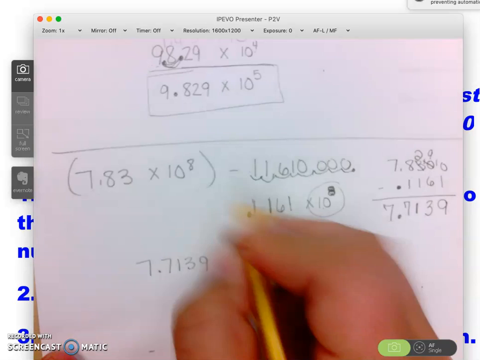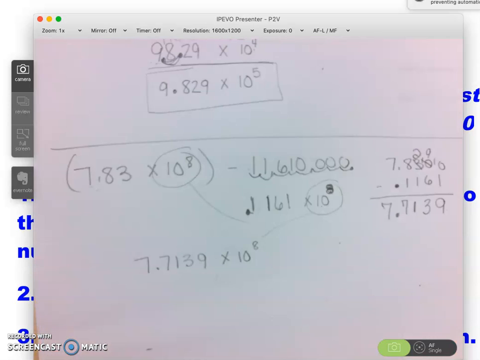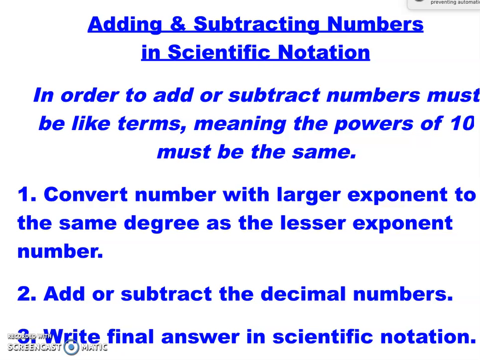Okay, and I can't forget times 10 to the 8th power. Remember, do not do anything with these, just bring them down. Bring it down and it's right there. Okay, I'm going to show a few more examples, but it's going to be on my slides.